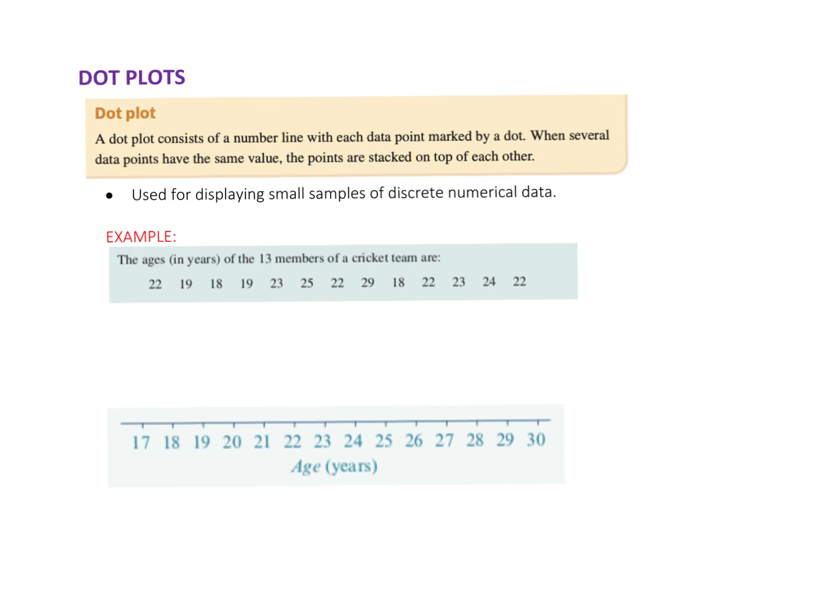We've got the ages in years of 13 members in a cricket team. So if we take note, this is the ages. What type of data is that? Do we reckon that is numerical? And which little subcategory do you reckon that one is?